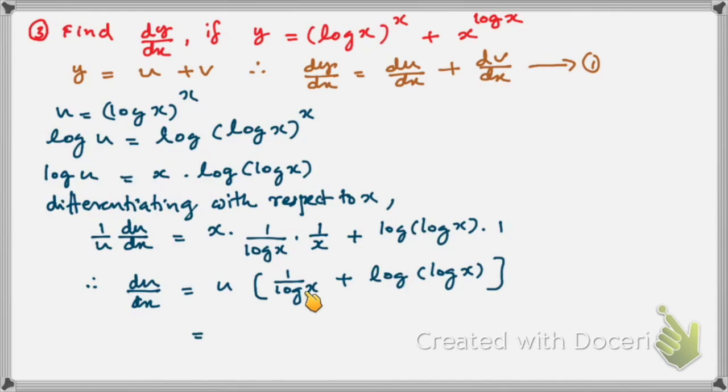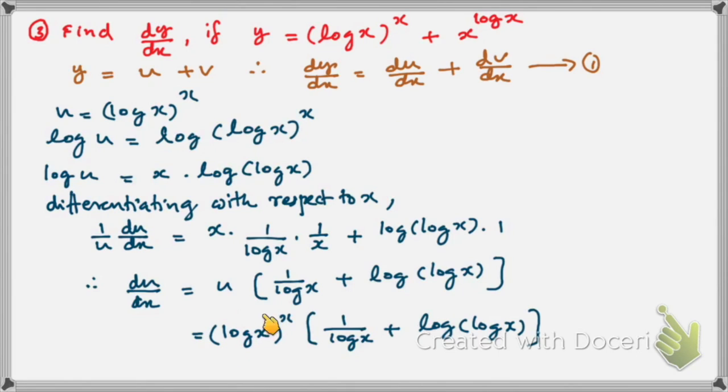Here x and 1 by x had cancelled, so 1 by log x plus log x. And finally, I replace the value of u, which was log x raised to x. So log x raised to x into whatever I have in that bracket, which is my du by dx. I still have to work on v, so I'm going to work on v.